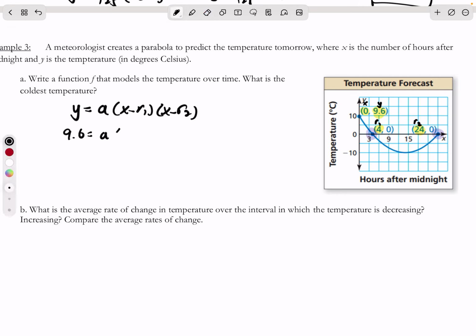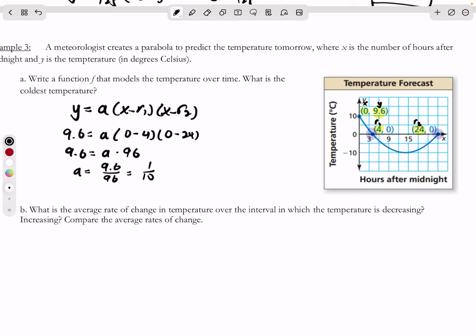We're solving for a. X is 0. The first root is 4. The second root is 24. So 9.6 equals a times -4 times -24, that's 96. A is 9.6 over 96, and I know that that's 1/10.